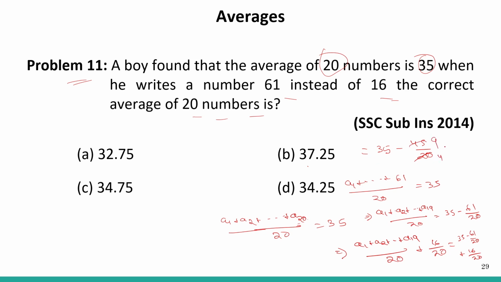So 9 by 4 is equal to 2.25. So this is equal to 35 minus 2.25, which is equal to 32.75, right? 32.75. That is, option A is actually correct. These are all wrong options right here.